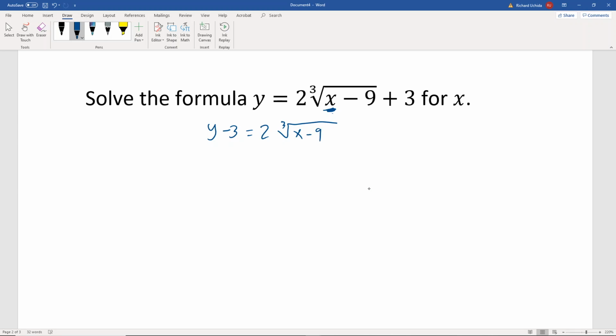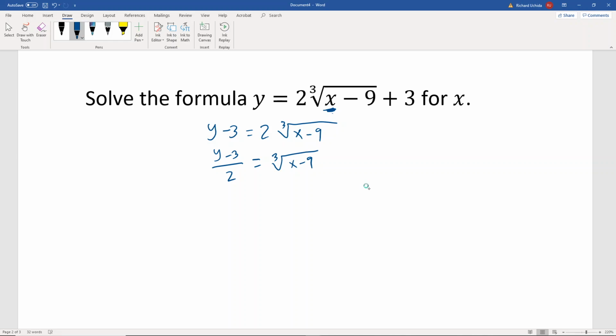Now, the x is underneath this cube root, so we have this 2 times that cube root. So to get that 2 onto the other side, what we're going to do is divide both sides by 2. So we'd have y minus 3 all over 2 equals the cube root of x minus 9.